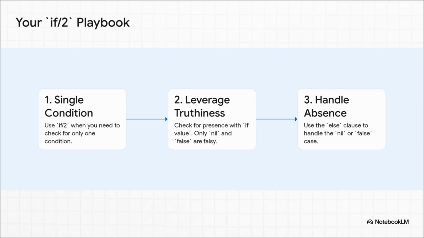Rule 1, use if for simple, binary, yes or no decisions. Don't overcomplicate it. Rule 2, and this is the big one, leverage truthiness. Just checking if value is the absolute best way to see if you actually have data to work with. And finally, rule 3, use that else clause to handle the nothing case, whether that's nil or false. It's a simple, beautiful, and powerful pattern.